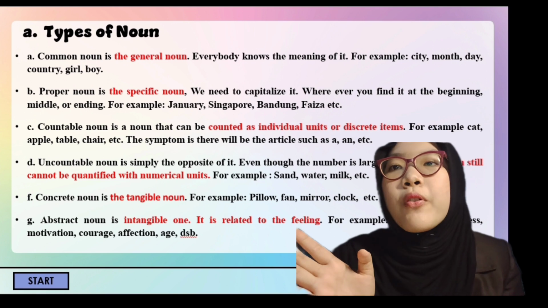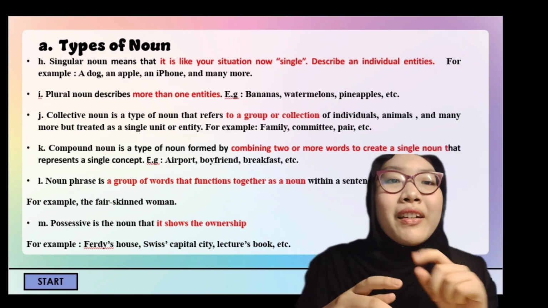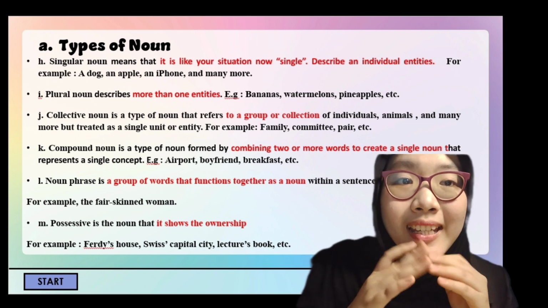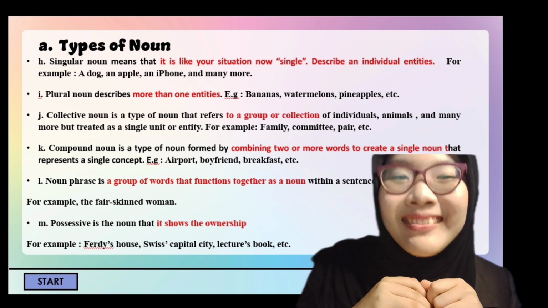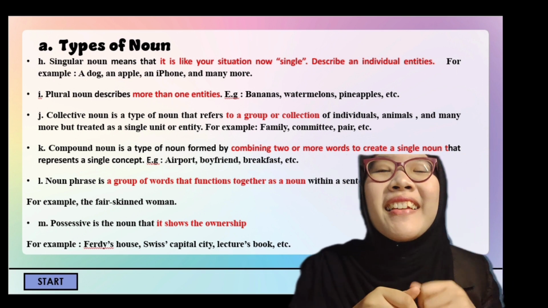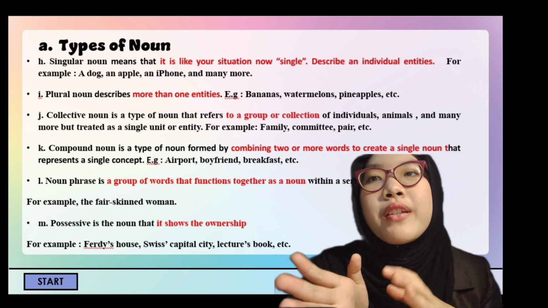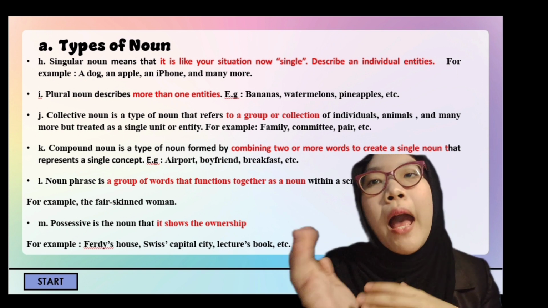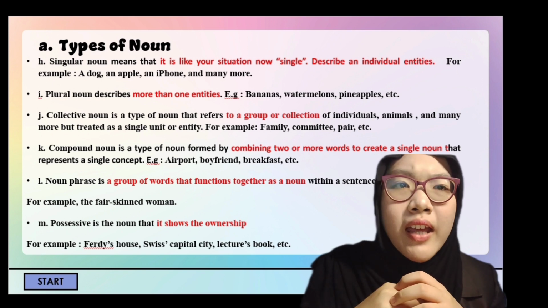The next one is about singular noun. Oh my god, singular noun. Singular noun means it is like you, single. So it describes an individual entity. For example, a dog, an apple, an iPhone.